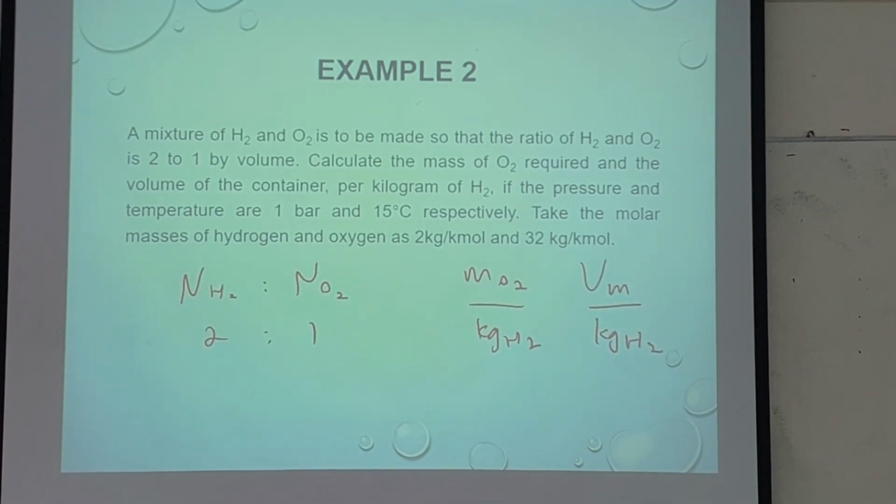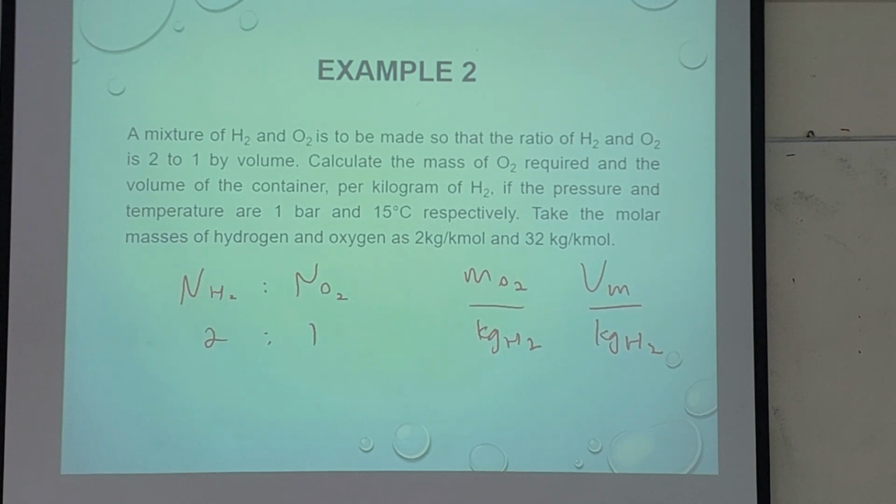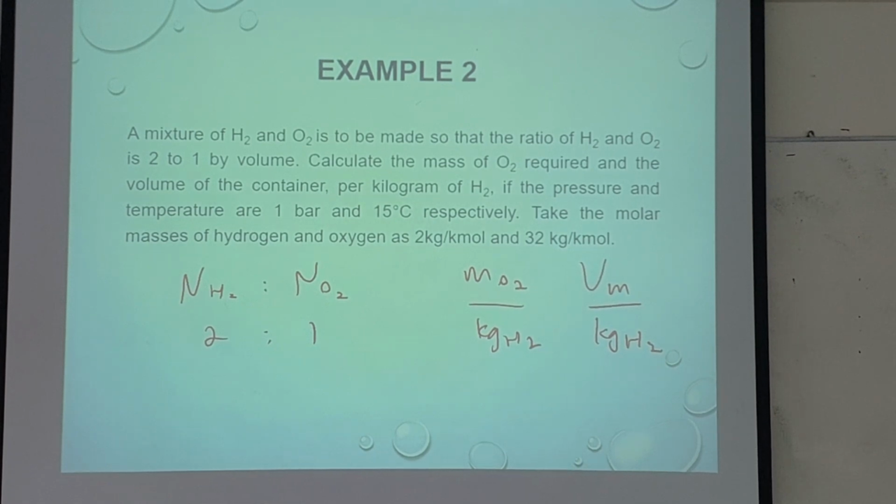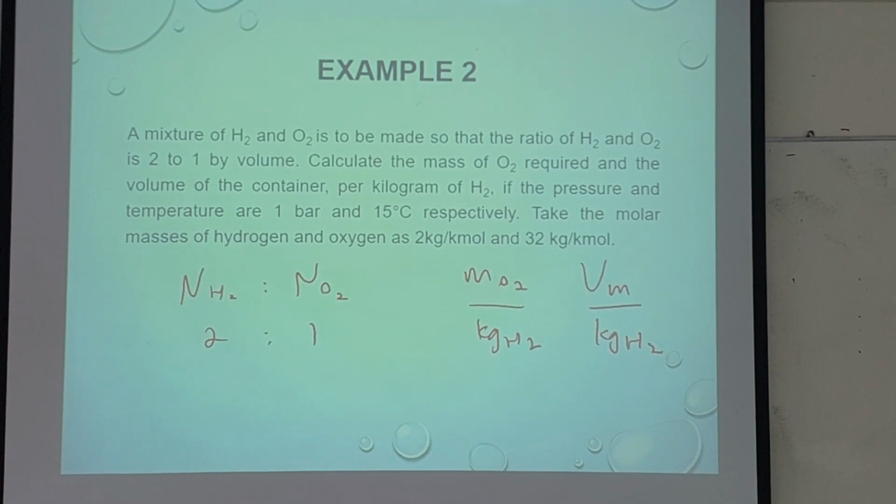So you can see here, this is one example where you are not given the number of moles or the mass. The question asks you to find per kilogram of hydrogen. So if you want to avoid it being a bit messy, you can just say at the start of the question that you are solving this based on 1 kilogram of H2. Then you can keep writing the per kg H2.